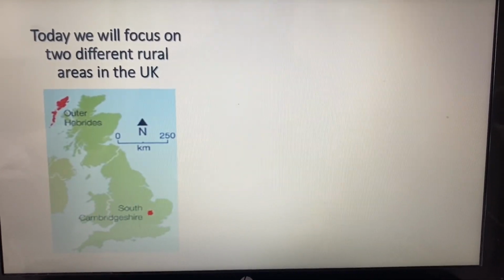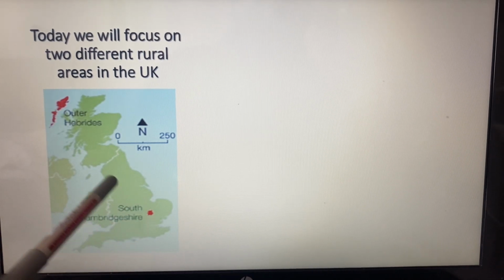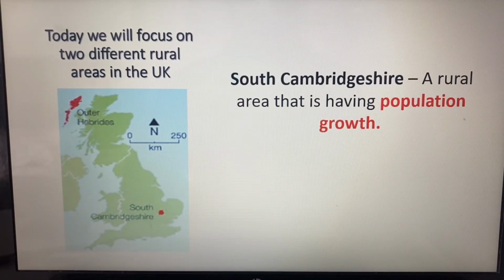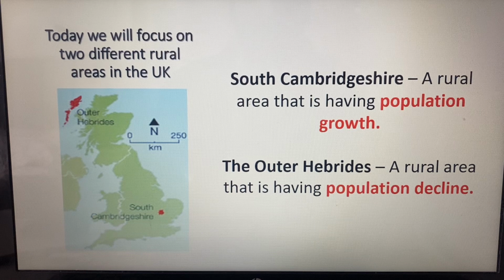So if we look at the two areas very quickly, here we go. On the map, you can see two red areas. One is called South Cambridgeshire, so please remember, and one's called Outer Hebrides. Okay, so which one do you think is going to have population decrease and which one's having population increase? So I think obviously the one not far from London is going to have population increase, and the one far away near Scotland, just on these islands, is going to have population decrease. Like you said, the area name is South Cambridgeshire, not Cambridgeshire. This area is having population growth, and the rural area up north is called the Outer Hebrides, so population decline. So you are expected to know two place names.